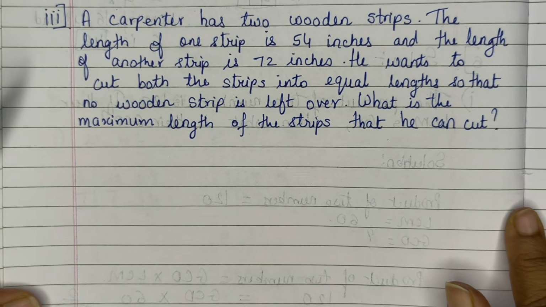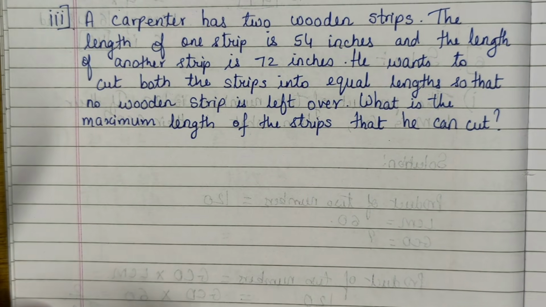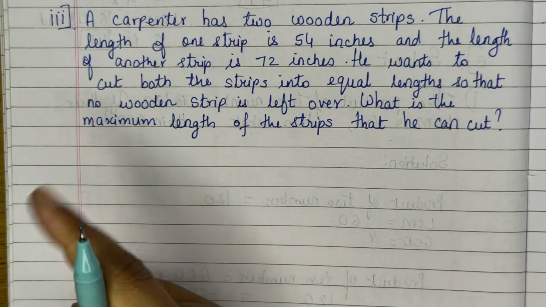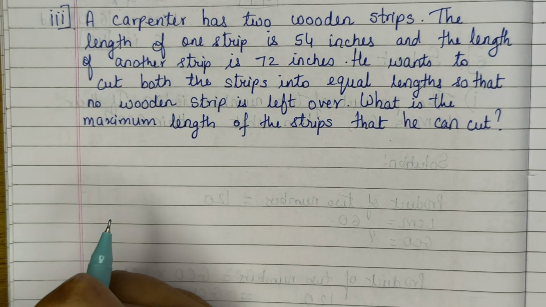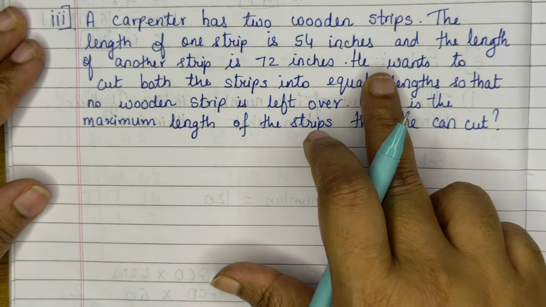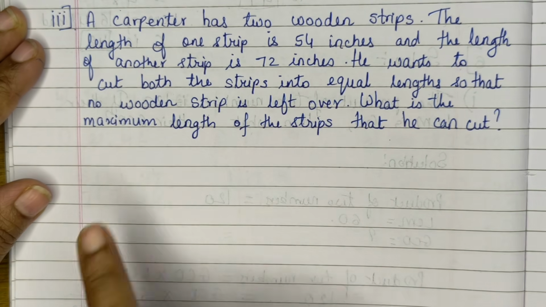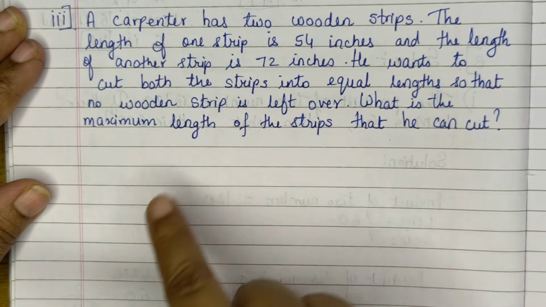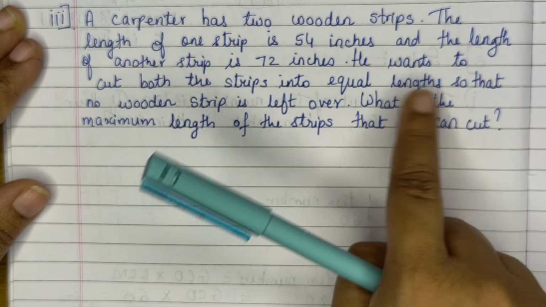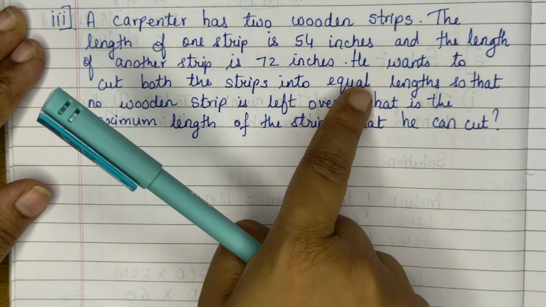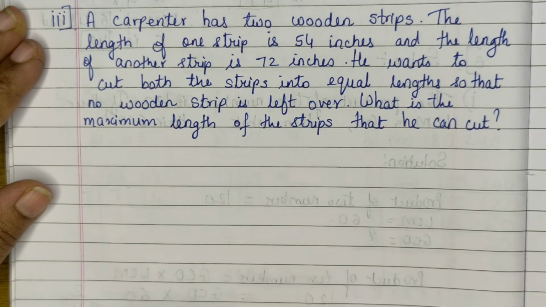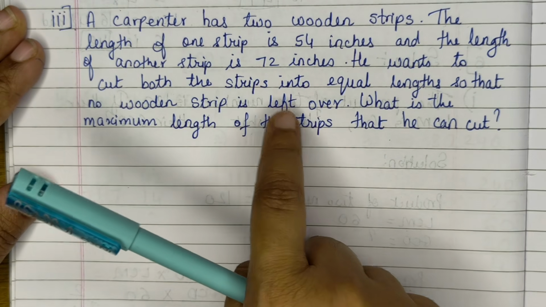A carpenter has two wooden strips. The length of one strip is 54 inches and the length of another strip is 72 inches. So he has two strips, one is 54, another one is 72. He wants to cut both the strips into equal lengths, so that no wooden strip is left over.